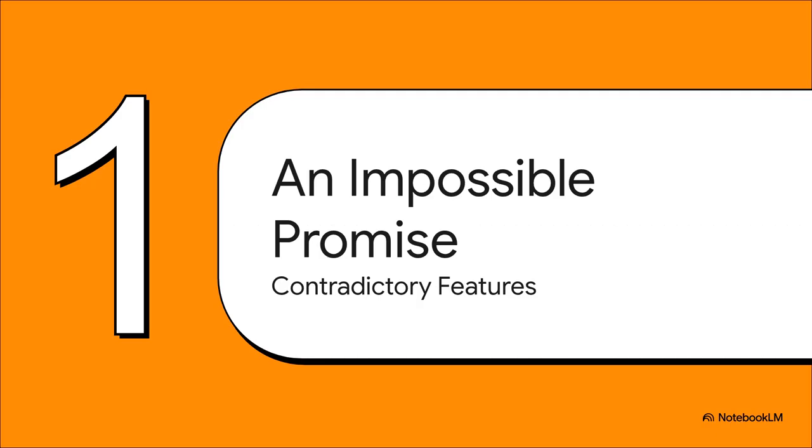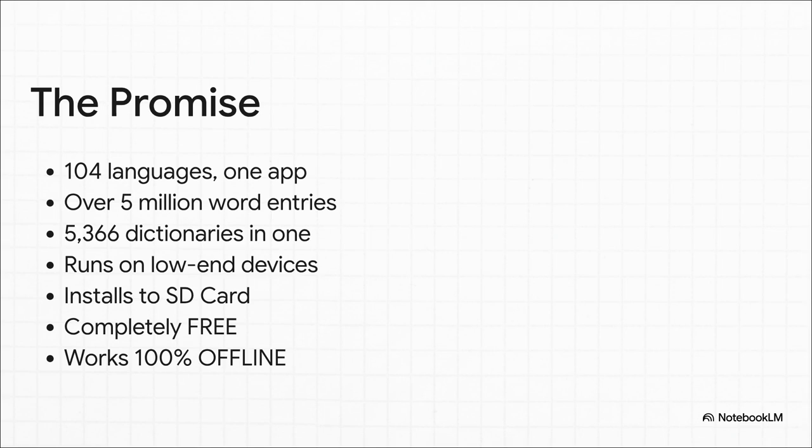So what we're left with is this impossible promise, really. When you start looking at the features the app claims to have, they almost seem to contradict each other at every single turn. I mean, just look at how these things clash. You've got this gigantic database of 104 languages, but it runs smoothly even on cheap, low-end phones. The equivalent of over 5,000 books, yet it can install to a tiny little SD card. A professional-level tool that's somehow completely free. And of course, the biggest one, all of this data with zero internet required. It just doesn't add up.